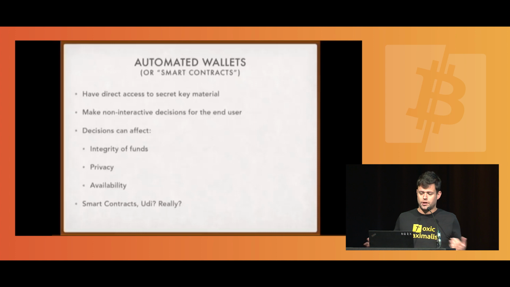So what are automated wallets, or maybe we can call them smart contracts? Automated wallets have direct access to secret key material, so they have your private key and they're allowed to use it, and they make non-interactive decisions for you as a user. Decisions can be a lot of things, but they can choose to make a transaction, obviously. They can choose the size of the transaction. They can choose the size of fees, and those things can affect the integrity of your funds.